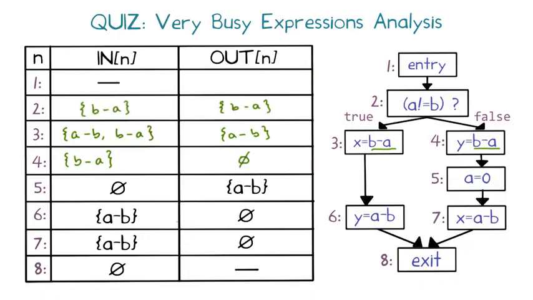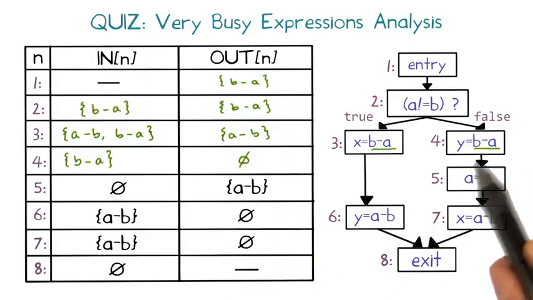Finally, we reach the entry whose out set is the same as the in set of its only successor. Since there are no loops in this program, repeating the chaotic iteration algorithm will not cause any of the in or out sets to change, so this completes our analysis.